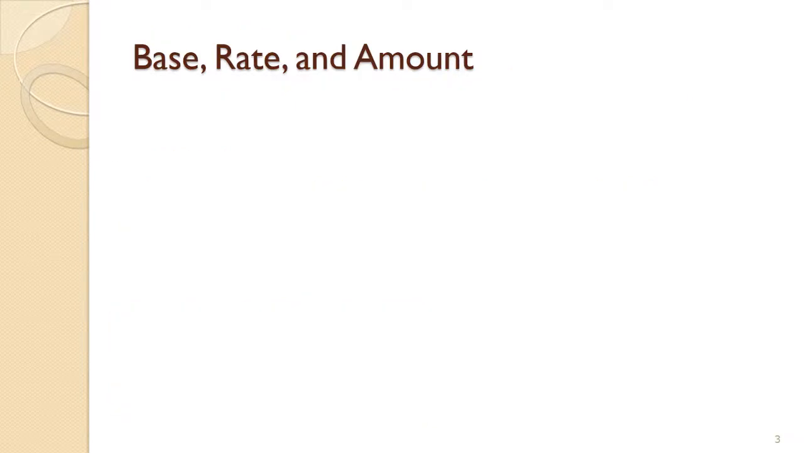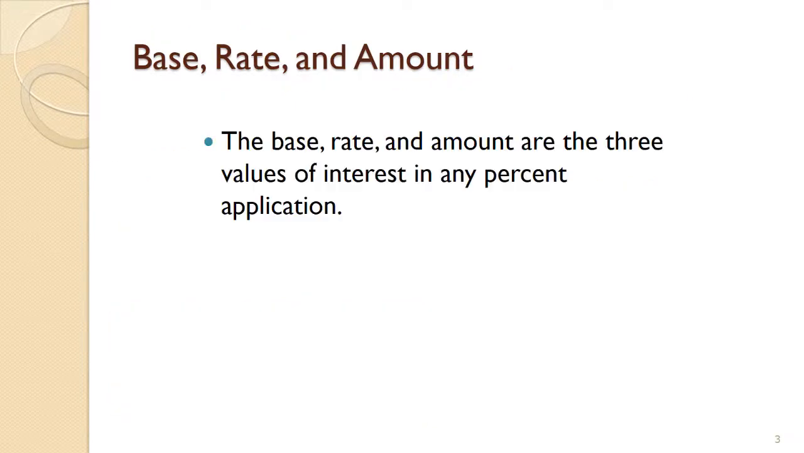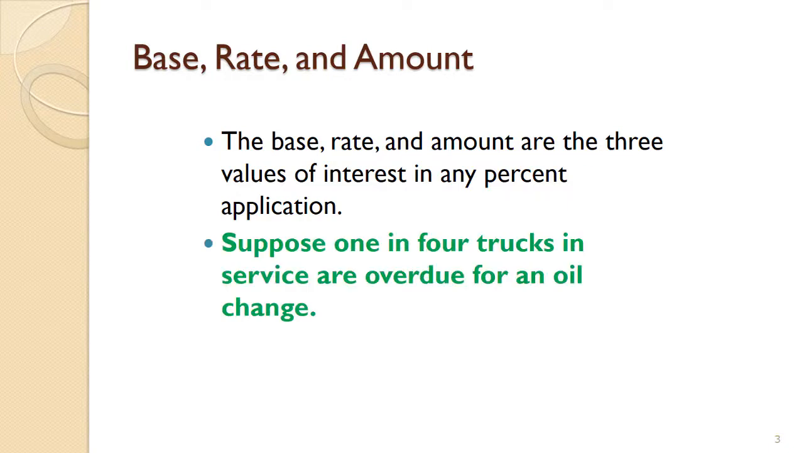Okay, let's talk about base, rate, and amount for just a minute here. The base, rate, and amount are the 3 parts that are going to be included in any place you see a percent applied. So let's look at a simple case. Suppose you had 1 out of 4 trucks in a particular fleet that were overdue for their oil change. I think you'd agree that you could just say that that one truck is 25% of 4, or that 25% of this fleet was overdue.